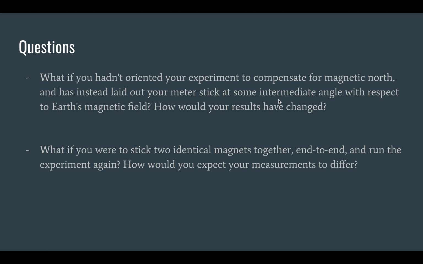Now with the second question, what if you were to stick two identical magnets together end to end and run the experiment again? How do you expect your measurements to differ? I would expect the measurements to all be multiplied by some scalar constant. I would expect relatively the same results but with different numbers because everything would be the same except for the magnetic dipole moment. Thank you for watching.